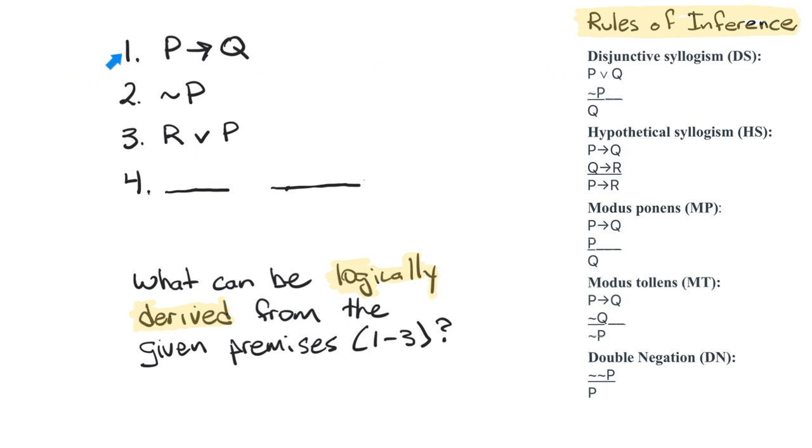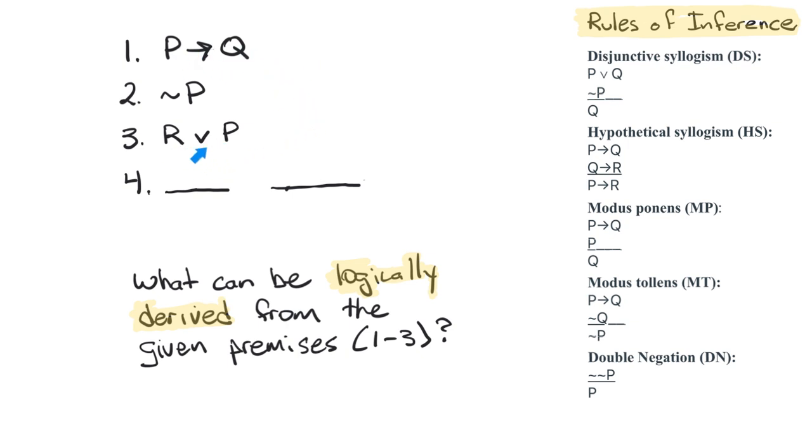Let's see if we can derive something using modus ponens or modus tollens. So we've got the conditional if P then Q, and the negated antecedent. You'll notice over here that neither of these have the negated antecedent. P isn't negated. Only the modus tollens works with a negation, but the negation applies to the consequent. So I don't think the conditional is going to help me out very much.